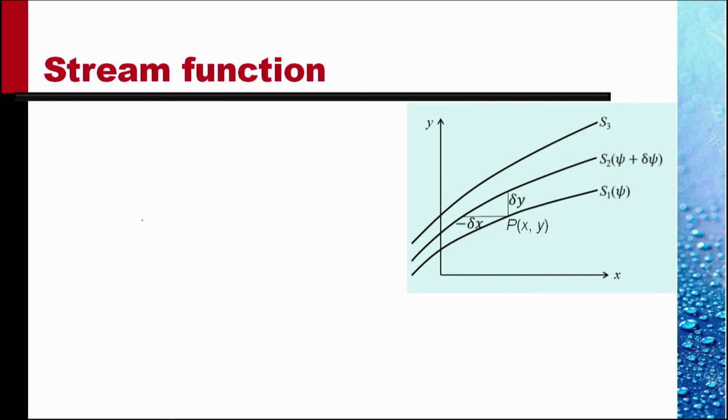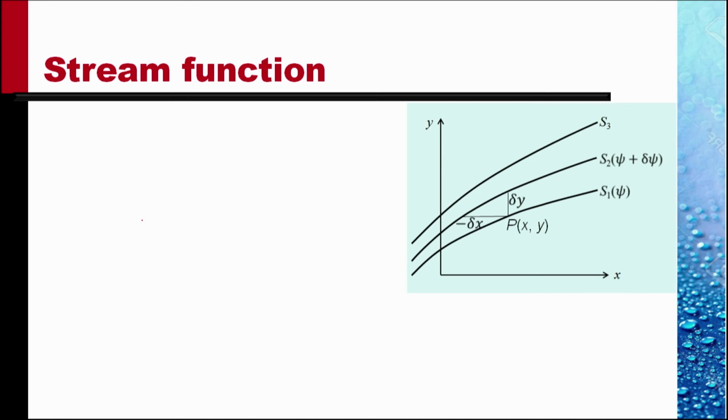Let's look at this in further detail. Consider point P at location x, y on streamline S1. The value is psi. Let's draw a vertical and horizontal line from point P to the next streamline S2.